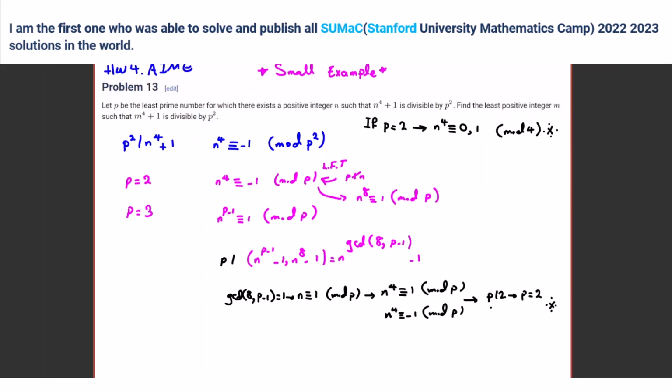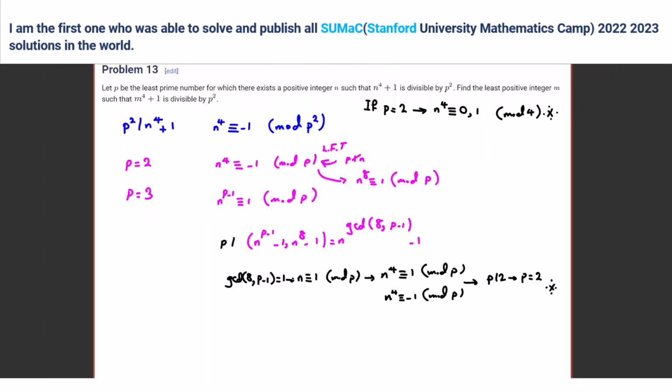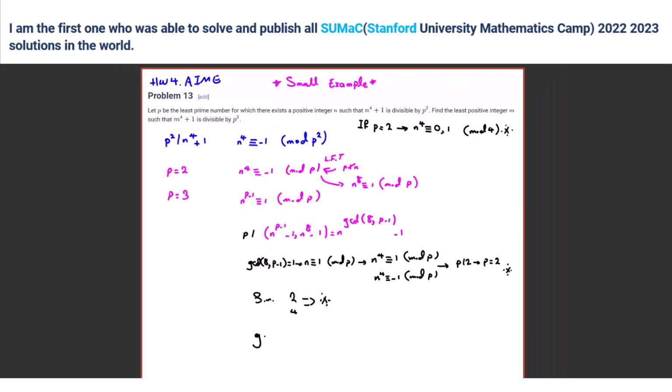And similarly, we can reject GCD 2 and 4; we can reach a contradiction. So the GCD is 8, right? Then what can we say? The smallest p is 17, since 8 divides p minus 1.